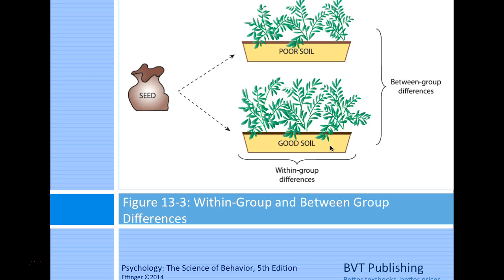However, it's also really important to take into account that there is some environmental difference going on here too. So you can't just say that these plants are different just because of hereditary differences. They're also different because some are grown in this good soil and some are grown in this poor soil. Okay? So that's a diagram of within group, which is, like I was saying, the hereditary differences that exist within the same group, and then between group differences. So that's taking into account the differences between these two groups.